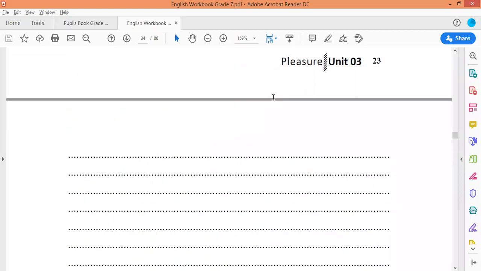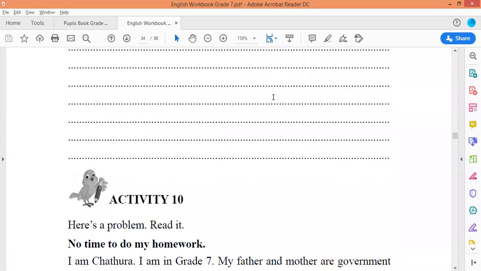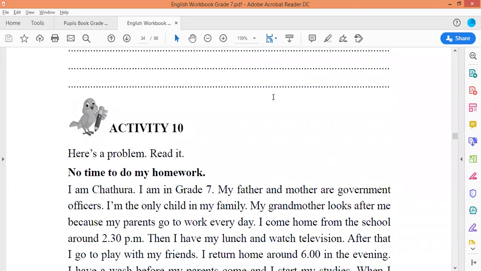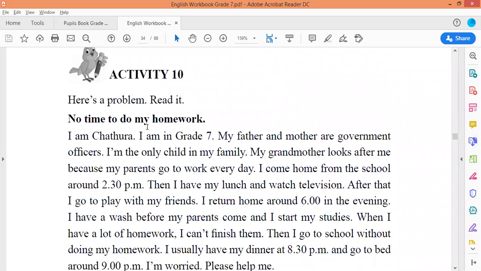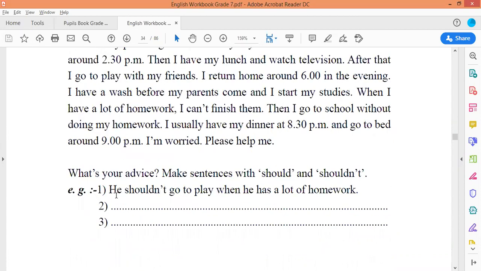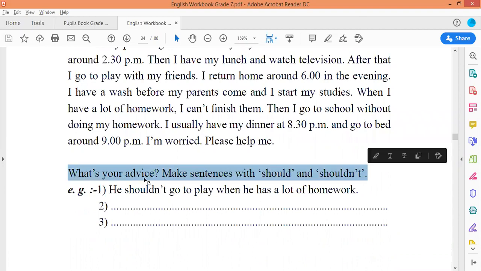This is page number 24 of your grade 7 English workbook. We are doing activity 10. Okay. Here's a problem. Read it. Now we have a problem. Now let's see what they're asking us. What's your advice? Make sentences with should and shouldn't.